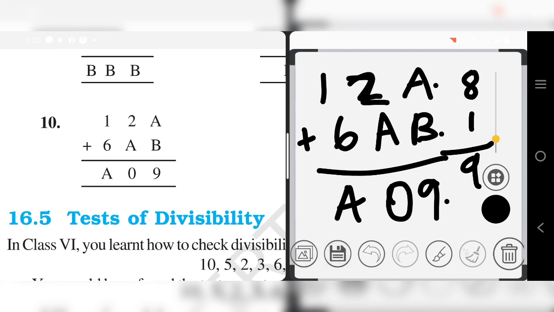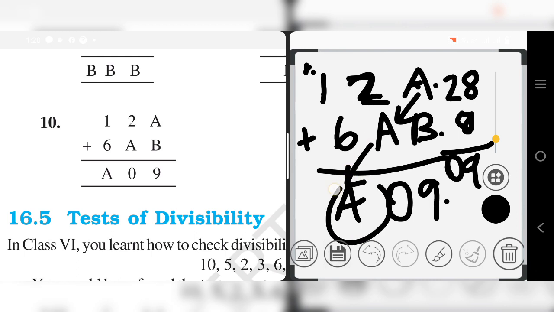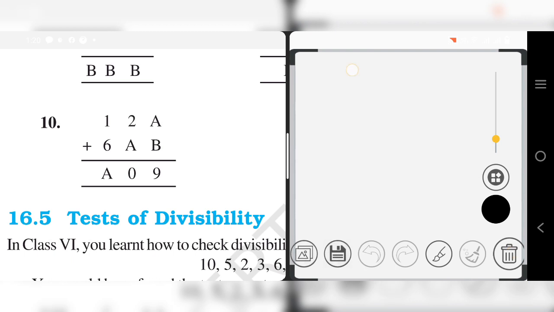And here 2 and A is equal to 0. So already A value we have found is 8. So 2 plus 8 is 10, and 1 will be carried. So 1 plus 1 is 2. 2 plus 6 is 8. Again we got 8 in the 8th place. So 8. Let me write it neatly.